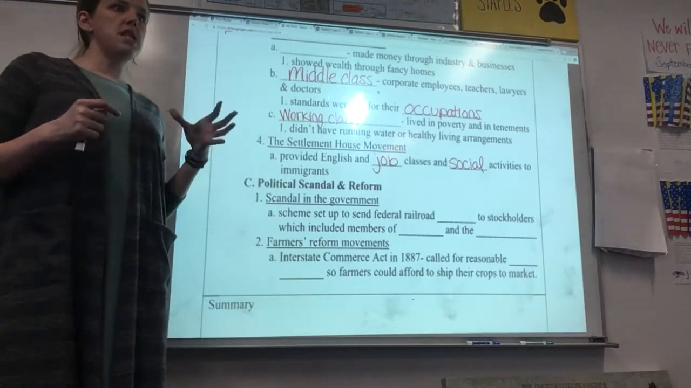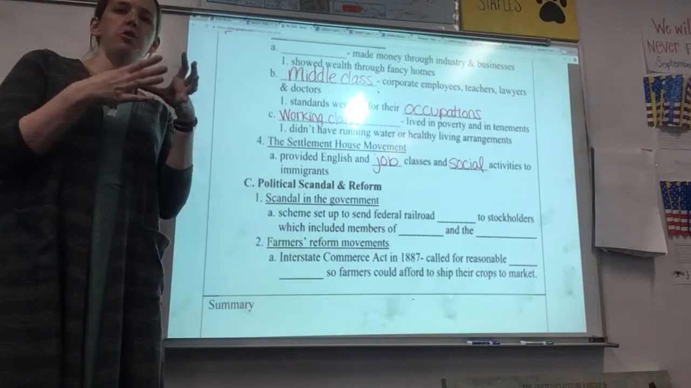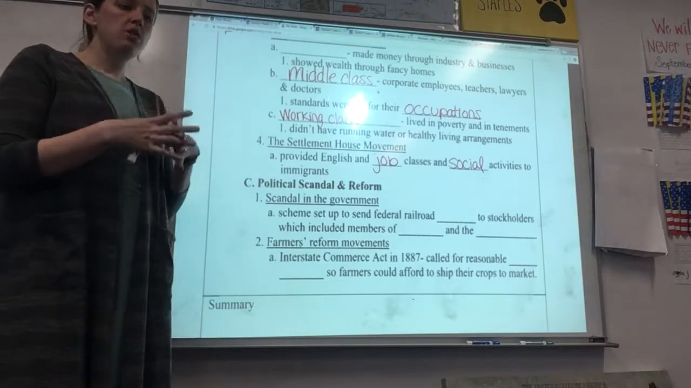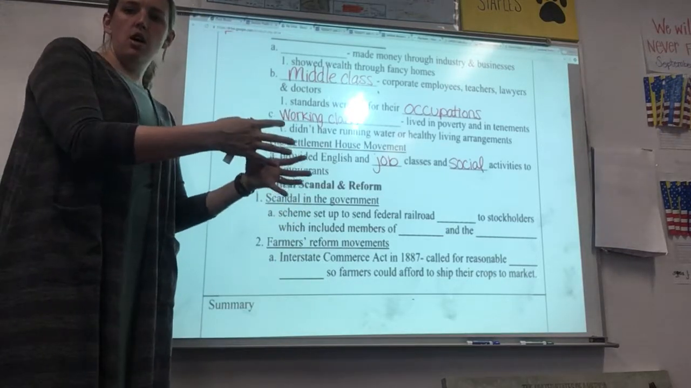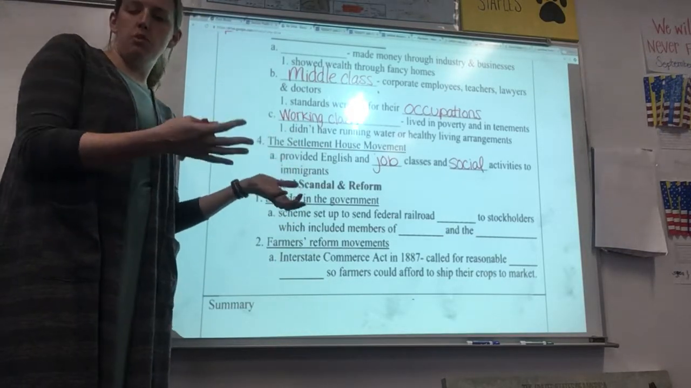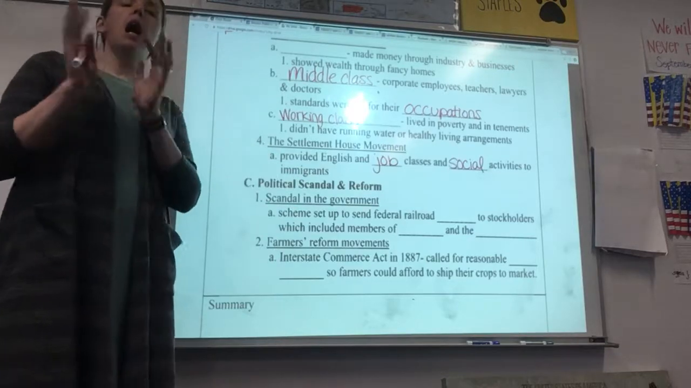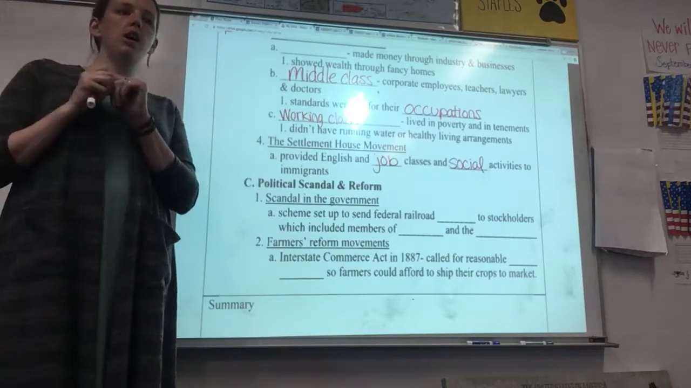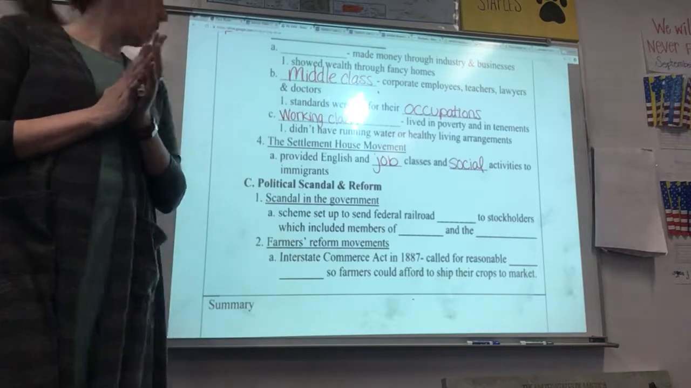Now, generally, they would stay by neighborhood. So there was usually an Italian neighborhood, so they would provide Italian activities or things that they were comfortable with. There might be an Irish area, different things like that.